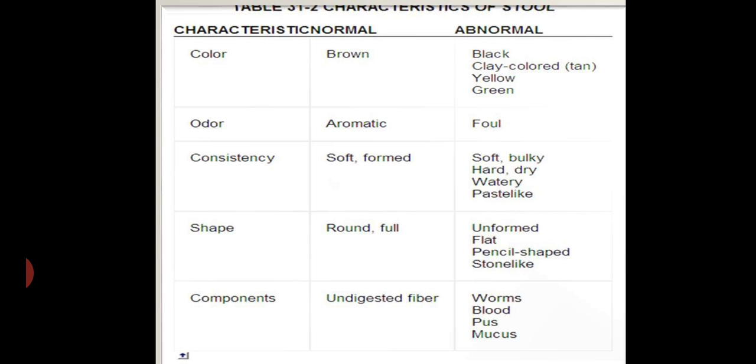So in the components, there is undigested fiber. You know that is the normal stool component, but in the abnormal there may be worms, blood, pus, mucus, so it may be abnormal. And you will get the medical terms, like what we call the black stool, and what we call the blood in the stool. You will get those terms in the next lectures.